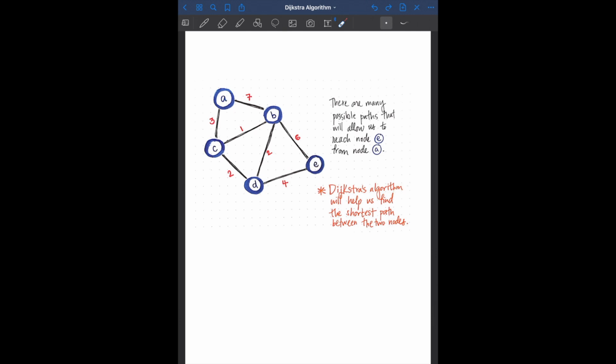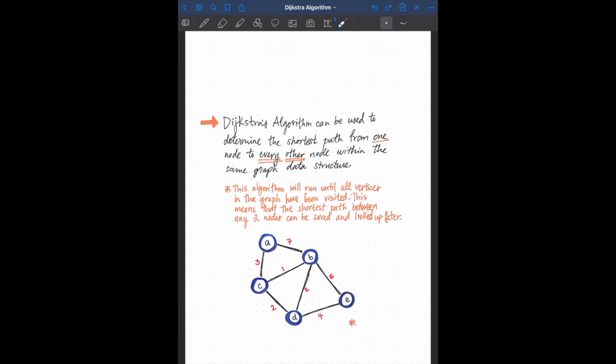So we can use Dijkstra's algorithm, which will help us to find the shortest path between two nodes. It will allow us to find the shortest path from node A to E. With the help of Dijkstra's algorithm, we can find it easily. Dijkstra's algorithm can be used to determine the shortest path from one node, the source node, to every other node.